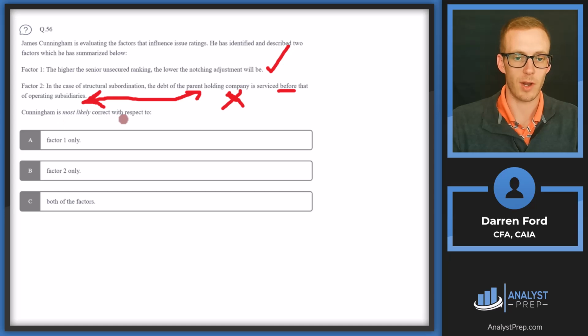Cunningham is most likely correct with respect to factor 1 only. Yep. Factor 2 only. Nope. Or both factors, we can rule that out as well. And we will go with A, factor 1 only.